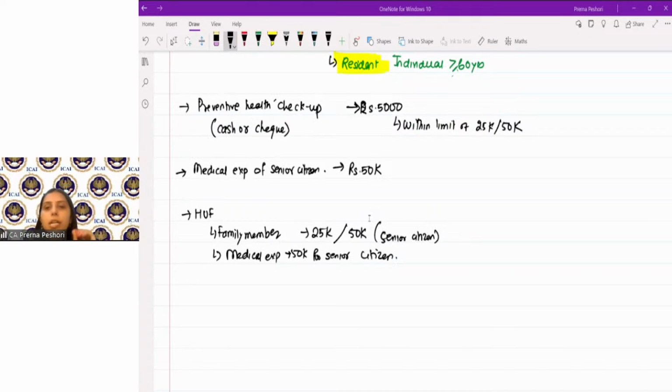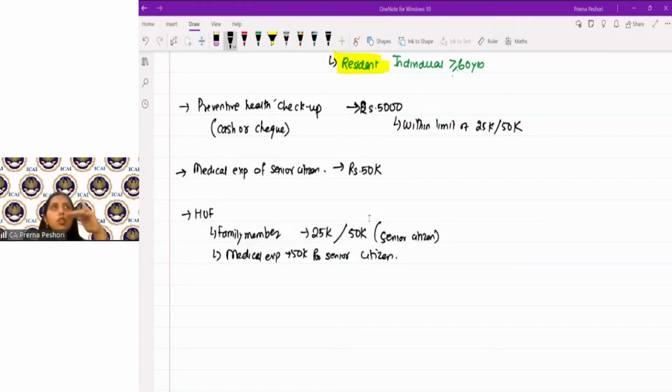For senior citizen parents, medical expenditure of 50,000 is also allowed. Now, in case of family members who are senior citizens, the aggregate of deduction in respect of premium as well as the medical expenditure cannot exceed 50,000. So you cannot have a 1 lakh deduction for premium as well as the medical expenditure. Only the limit is 50,000, whether you pay premium or you pay medical expenditure. Are we clear?